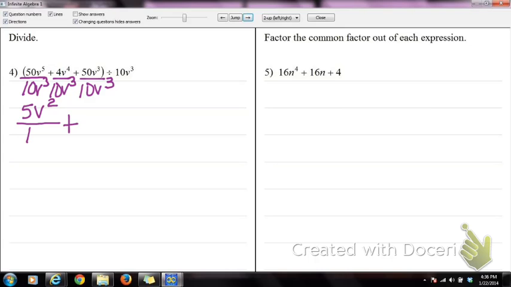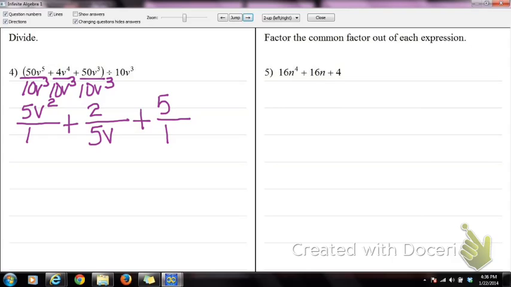Our second part is 4 over 10, which we can reduce to 2 over 5 by dividing by 2. Where are there more v's? And how many more? More in the bottom, and there's one more. So you can put an invisible 1 or just leave it as 5v. We know 50 over 10 is 5 over 1 from our first portion.